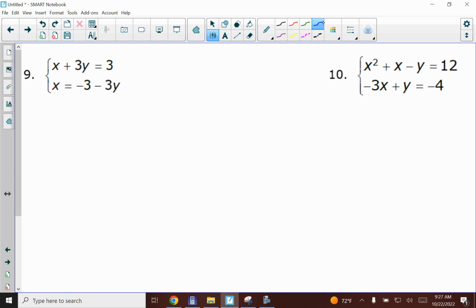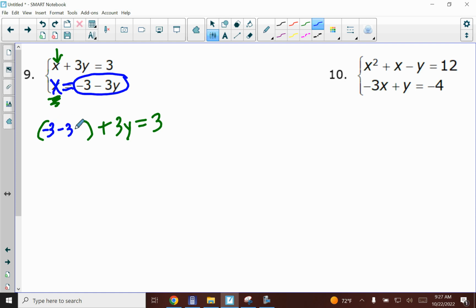You guys heard me say earlier that I hate the substitution method, but this one is actually set up for the substitution method because it already says x equals. So the substitution method is where you circle the answer and then you go plug it into the other problem. So since this says x equals, we're going to put it in right here. So I'm going to stick in parentheses here, plus 3y = 3. And then I'm going to stick in the stuff from the circle in here, so -3 minus 3y.